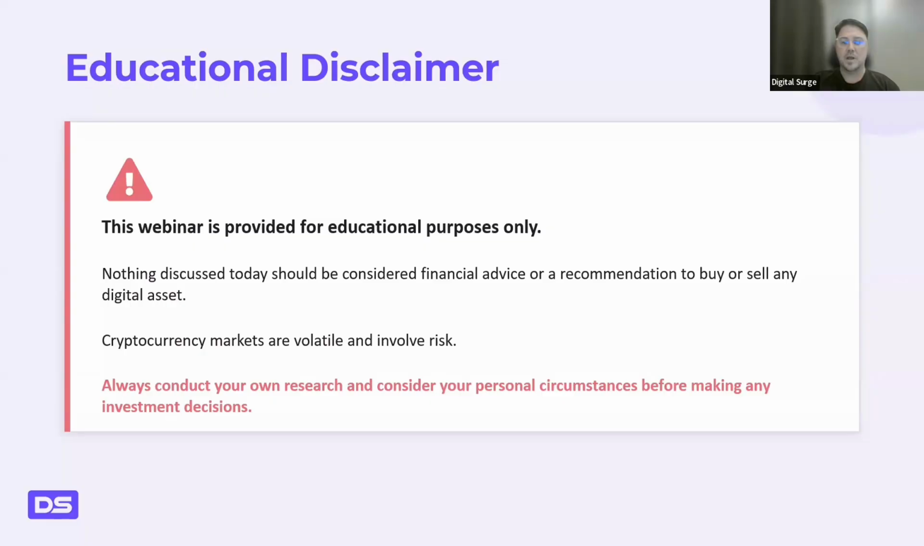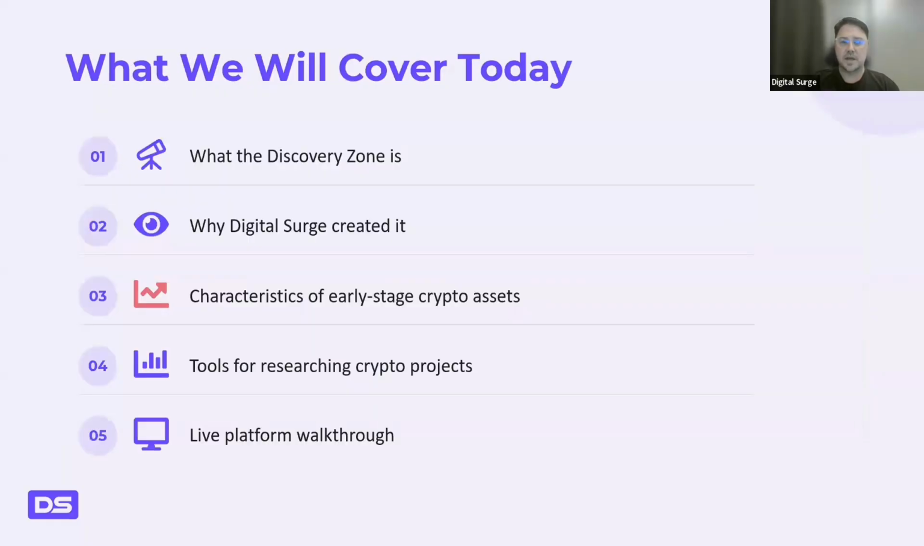With that out of the way, let's take a look at what we're going to cover today. We're going to cover five main things. First, we'll explain what the Discovery Zone is and what type of assets fall into this category. Second, we'll talk about why Digital Surge introduced this classification. Third, we'll look at some common characteristics of early stage crypto assets. And fourth, we'll explore tools and concepts that can help you research crypto projects. Finally, we'll jump in and do a quick walkthrough of our platform, and we'll show you how Discovery Zone assets appear in practice.